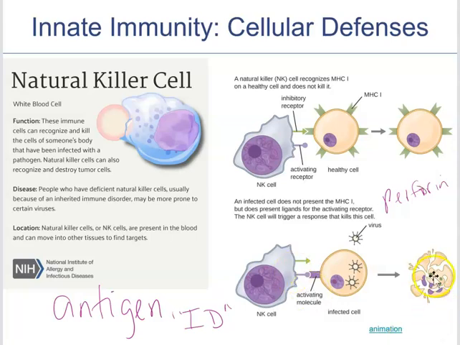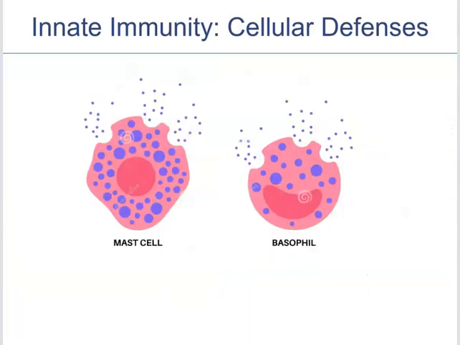They put holes in the cell membrane and they kill the cell. So they basically just patrol, and they're able to recognize any non-self antigen and then kill that cell. And then basophils are a type of white blood cell. It's also known as a mast cell. And basophils or mast cells are going to release a chemical. You might see these little dots here, and that chemical is something called histamine.